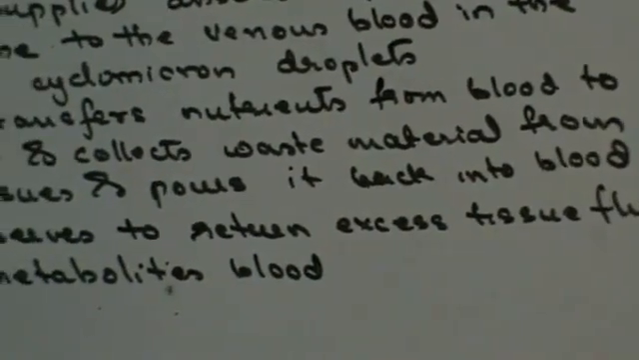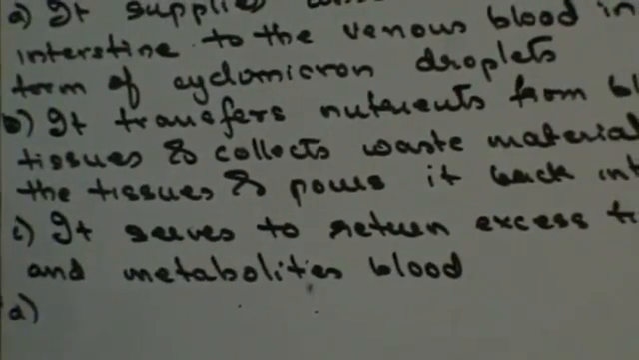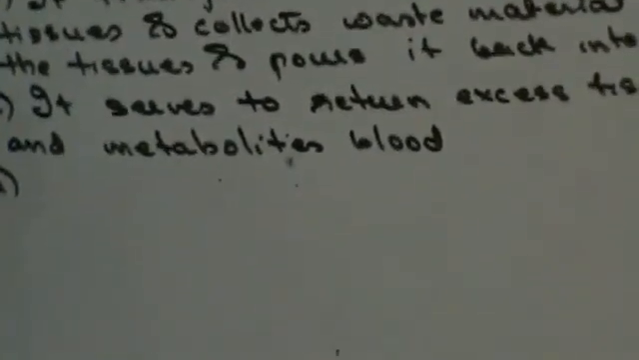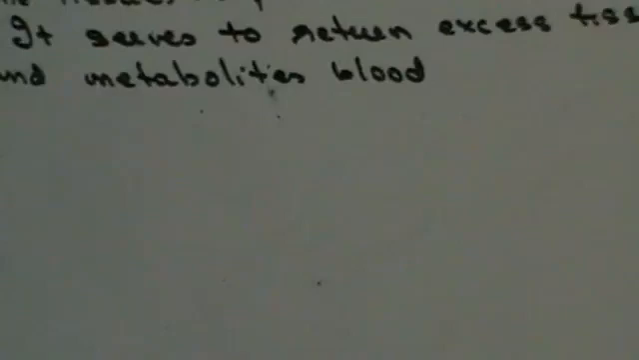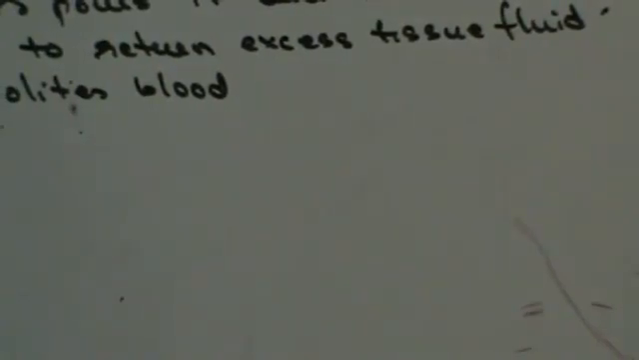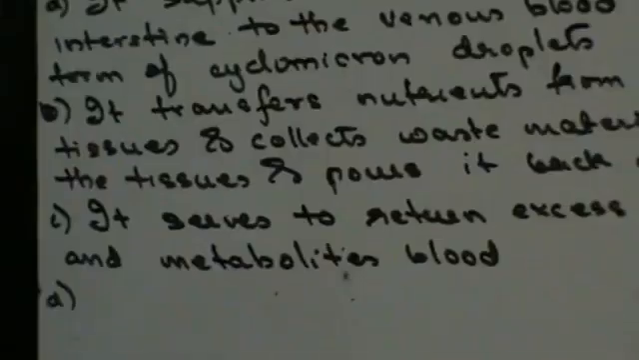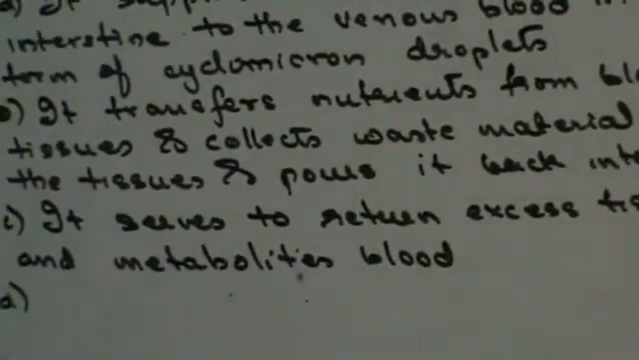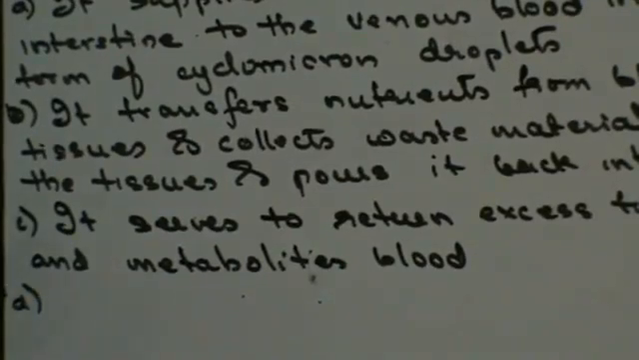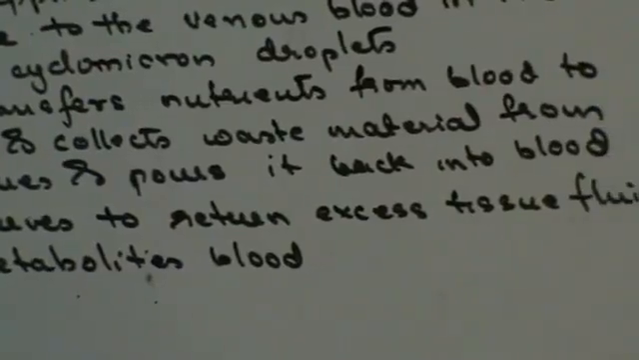Then it returns plasma protein macromolecules from the tissue space to the blood. So you have certain protein molecules, macromolecules, that are there in the tissue space. They have to be returned back to the blood. They had gone into the tissue space as the pressure of blood increases in the capillary. Certain macromolecules of protein go into the tissue space, so these have to be returned back to the blood. That is done with the help of lymph.